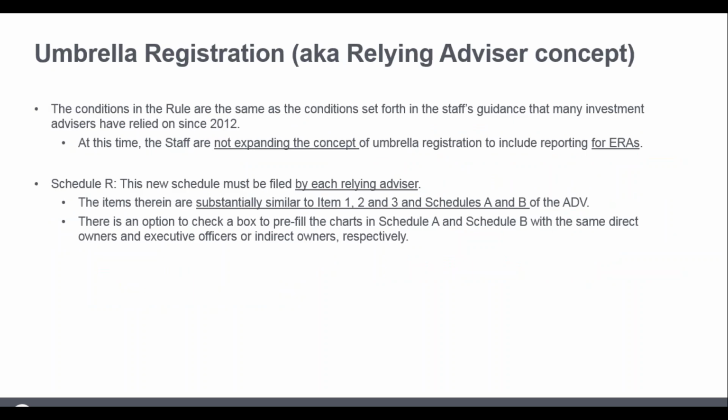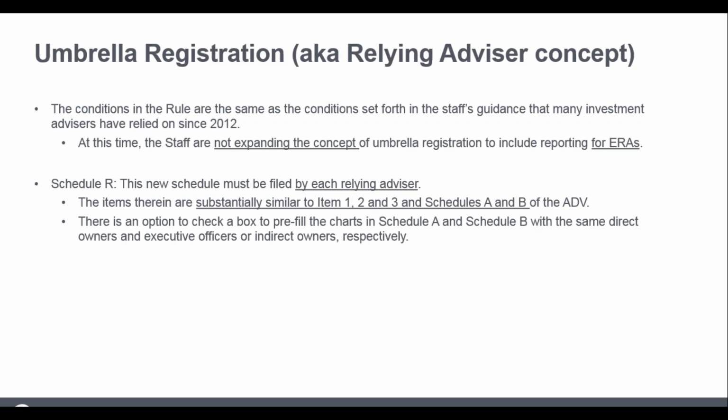So in terms of umbrella registration, which some of you may be more familiar with in terms of relying advisors, basically the SEC is just codifying the information that came out in 2012. So the conditions that are set forth in this recent rule are the same conditions that were set forth in the 2012 no action letter. Important to note, they're not expanding this concept for ERAs at this time.